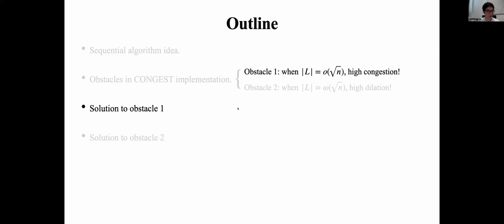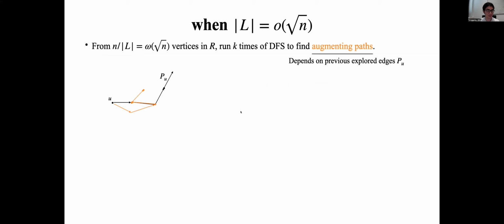Okay, so let me first talk about how we solve the first obstacle. Just to remind you, the first obstacle is that we have n divided by L vertices, where L is pretty small, so we have too many vertices, and all of them want to run DFS K times to find augmented paths, and that causes a large congestion. An important thing to mention is that augmented paths depend on previously explored edges P_U.